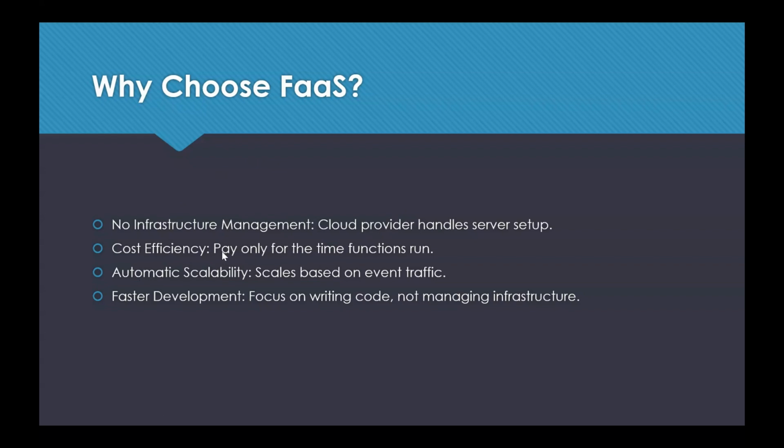You don't need to pay for your function as a service resource all the time. Only for the time the function runs until it completes, for that run only you will have to pay. So this is also cost efficient. You can achieve automatic scalability using function as a service. It scales based on event traffic. If your traffic is high, it will scale up, and if your traffic is low, it will scale down as well by default.